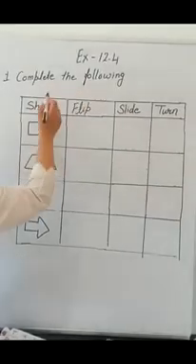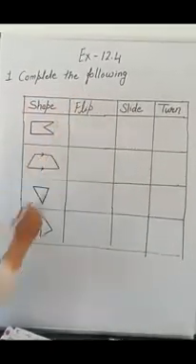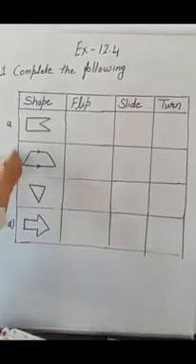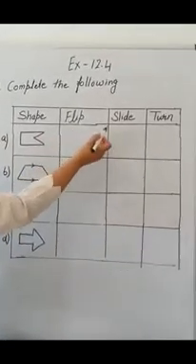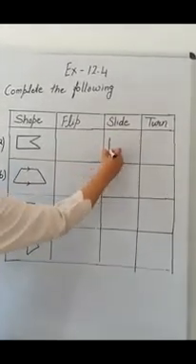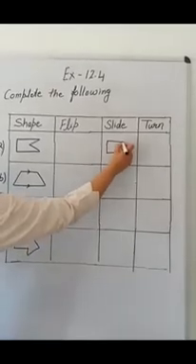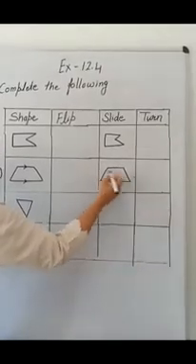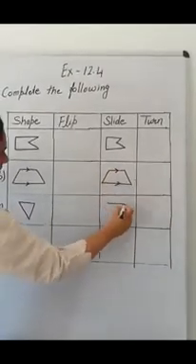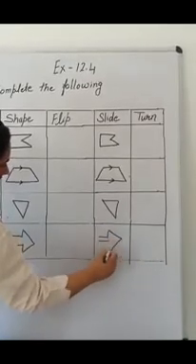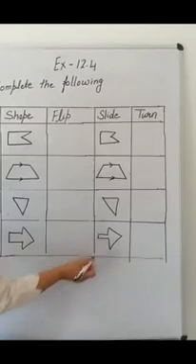Now exercise 12.4, question number 1: complete the following. These are the shapes: A part, B part, C and D. Now we will draw flip, slide and turn. In slide we will draw the same shapes like this. Same shapes we will draw in slide. We will not change the figure.